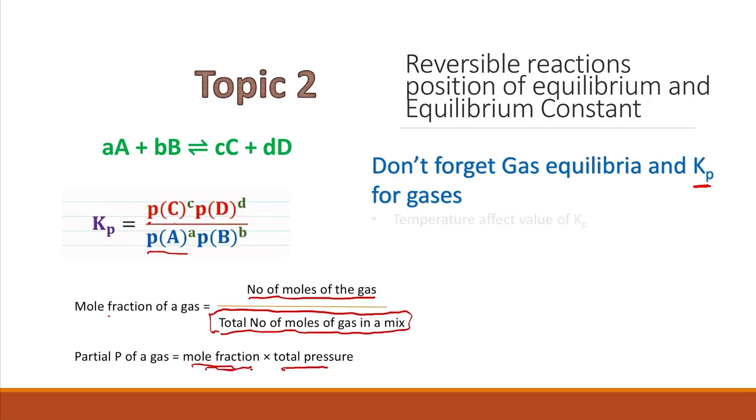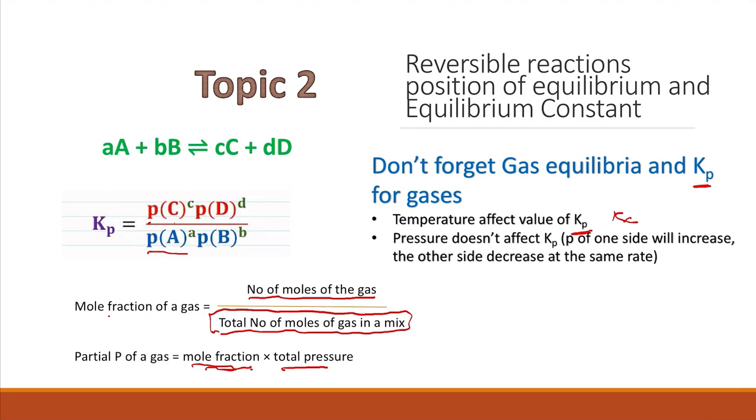Remember that the temperature will affect the value of Kp and also of Kc. However, pressure does not affect Kp. The pressure on one side will increase, the other side decreases at the same rate. So you're going to find that the Kp is not affected by the pressure, but it's affected by the temperature.